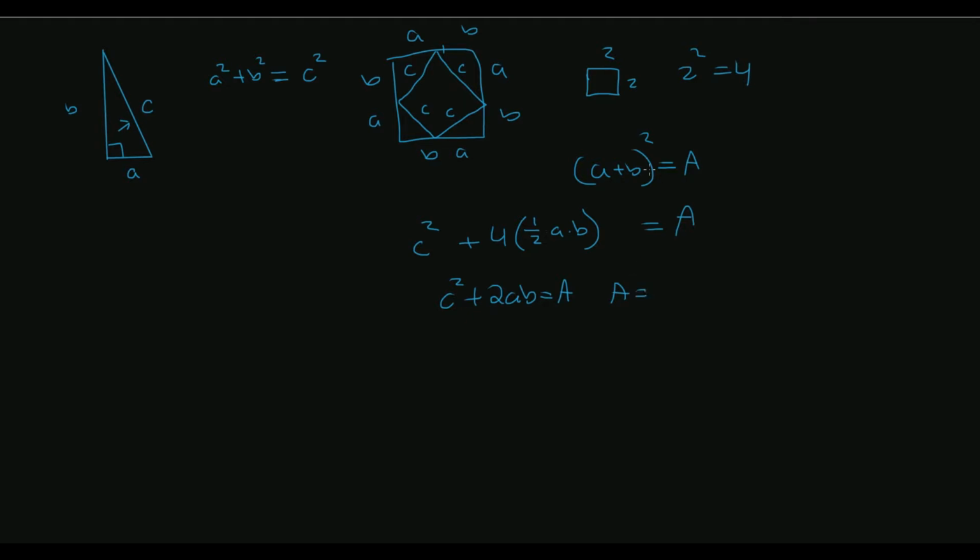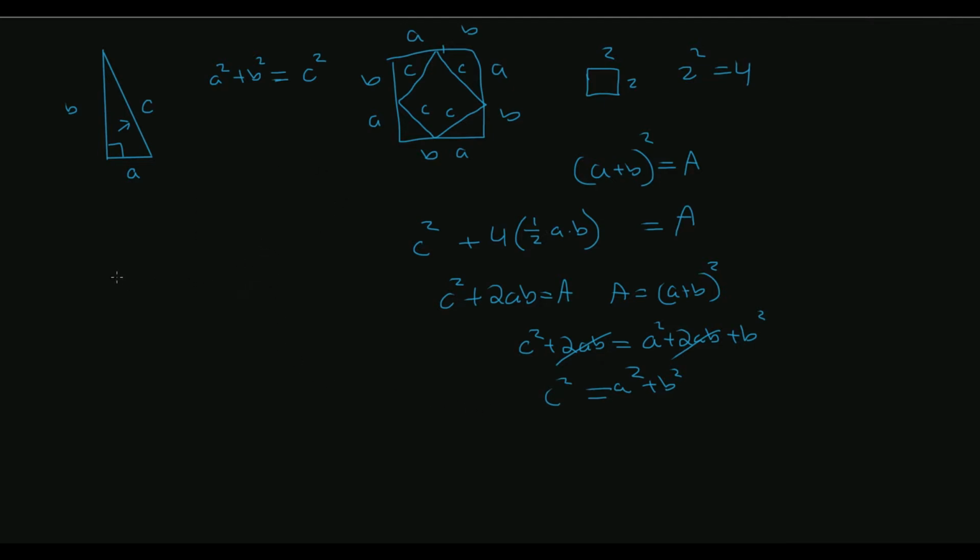I also know that A, the area, is equal to a plus b squared. So I can set these equal to each other. C squared plus 2ab is equal to a plus b quantity squared. If I FOIL that out, I get a squared plus 2ab plus b squared. Both sides have a 2ab, so I subtract that from both sides, and I get a squared plus b squared is equal to c squared. So that's the Pythagorean theorem.